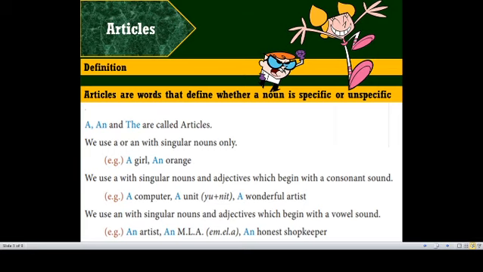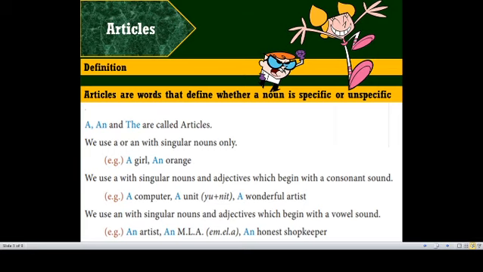What are articles? First, articles are words that define whether a noun is specific or unspecific. The articles a or an and the are basically adjectives. These articles, a or an and the, are words that define whether a noun is specific or unspecific.